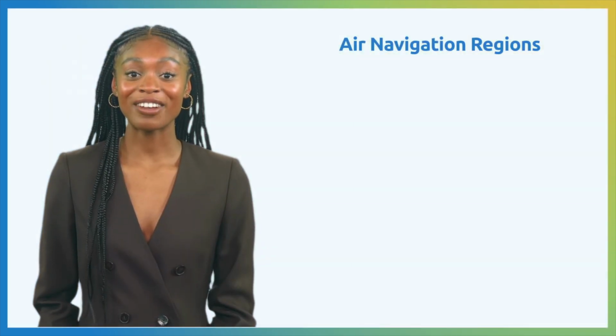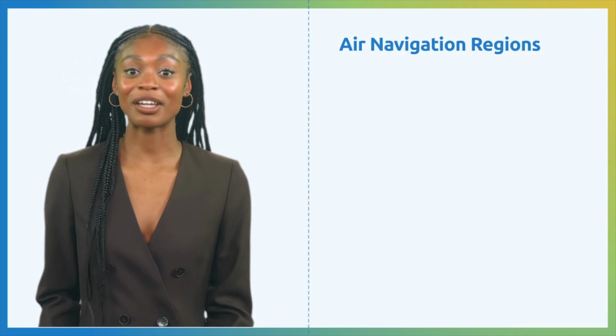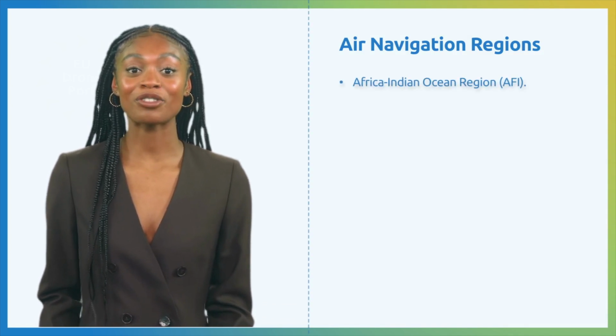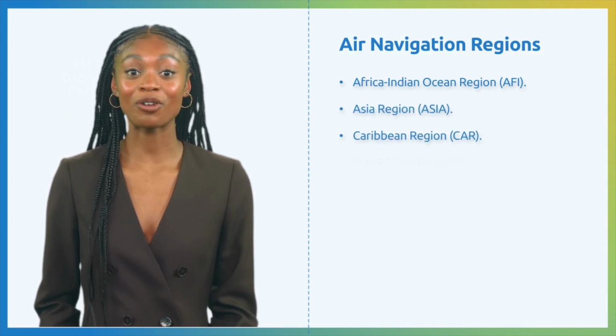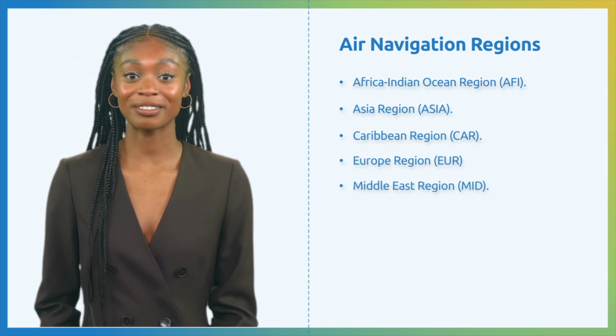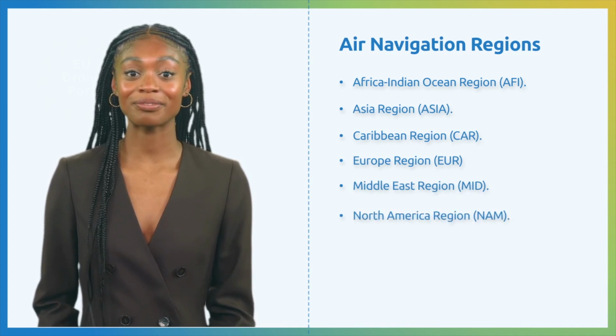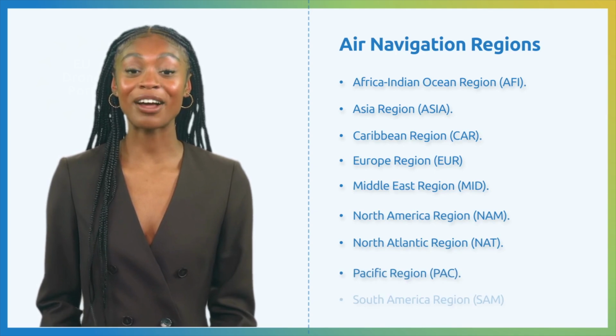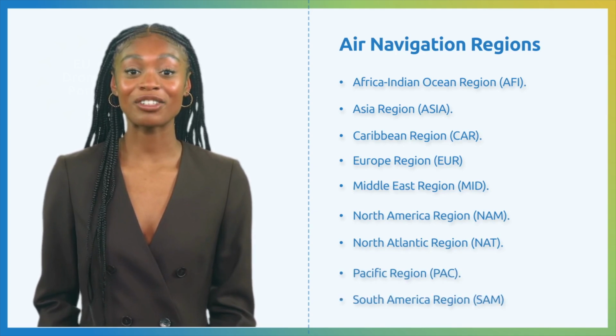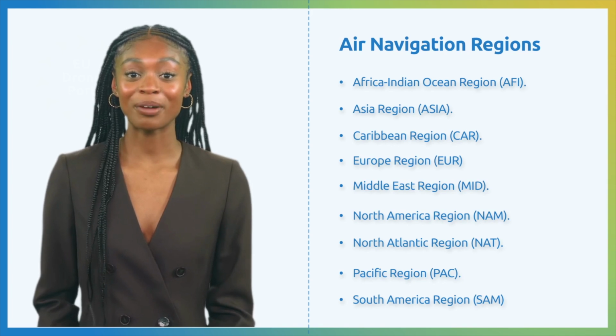ICAO groups each FIR into an air navigation region: Africa-Indian Ocean region, Asia region, Caribbean region, Europe region, Middle East region, North America region, North Atlantic region, Pacific region, and South America region. Each of the 9 regions contains a varying number of FIR.